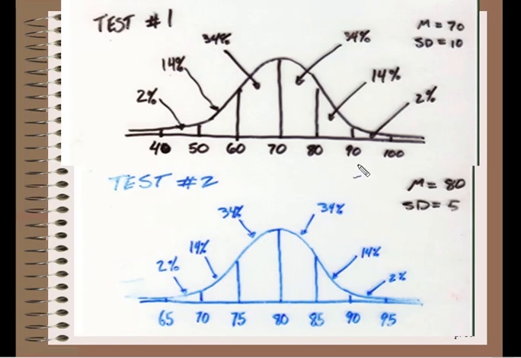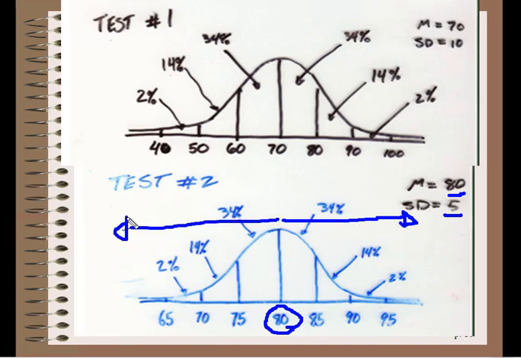Let me do another one. So what about a score of 80 down here? Well, down here, the distribution has different properties. 80 is the center, and the standard deviation is equal to 5. So here, 50% of the scores are going to fall above and below 80.